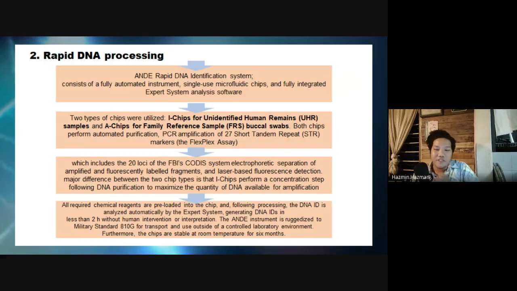So both chips perform automated amplification PCR of 27 short tandem repeat STR markers, using the commercial kit, I think, Flick HA. From this one, the second box shows that it includes 20 loci, which use the STR coding system, electrophoresis separation, and collectively label fragments and laser-based fluorescence detection.